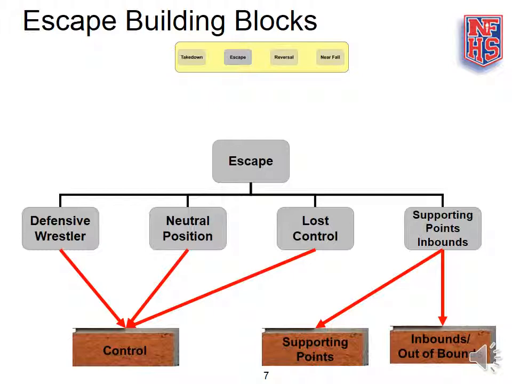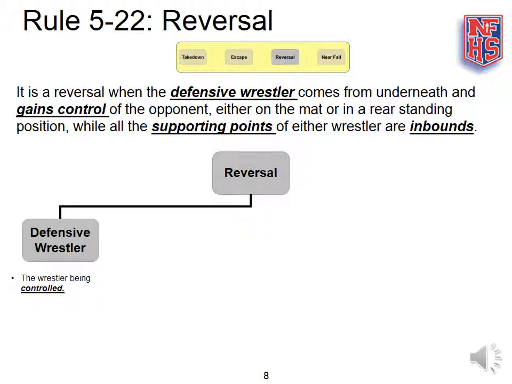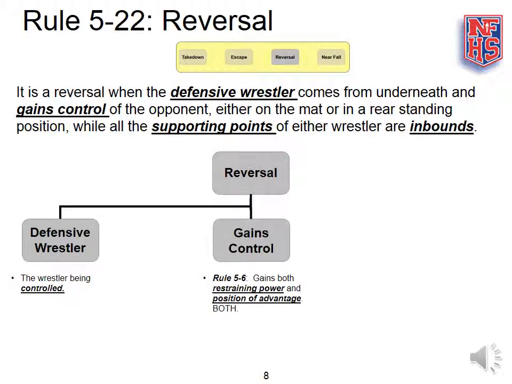So next, let's look at the reversal. Rule 5-22 defines a reversal for us. It is a reversal when the defensive wrestler comes from underneath and gains control of the opponent either on the mat or in a rear standing position while all the supporting points of either wrestler are in bounds.